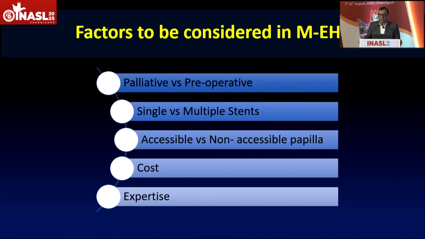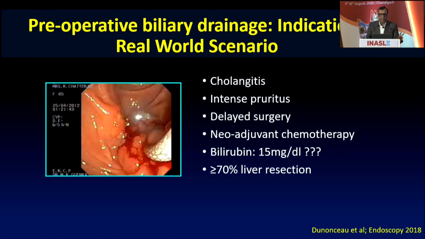So the factors to be considered when you are dealing with a malignant extrahepatic biliary obstruction are these 5: whether you are doing it for palliative or preoperative purpose, whether you're going to put a single stent or multiple stents, whether the papilla is accessible or not, which is the most important factor, and the cost issues and the expertise. I won't touch upon the last two because they will vary from center to center and depending on your practice. But let me talk about the other 3 issues.